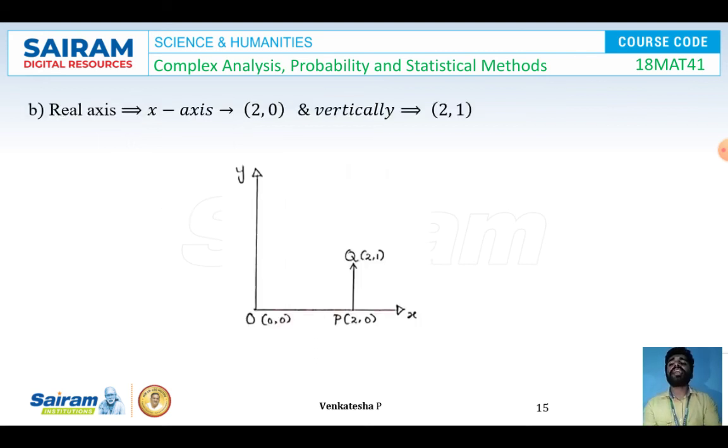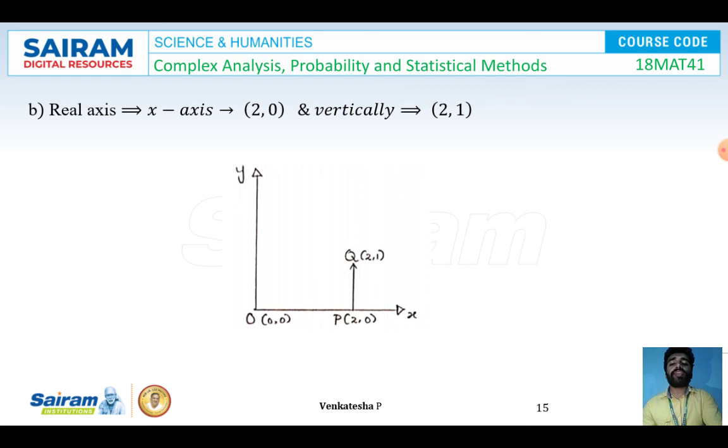Second one, the real axis, in the sense x-axis, the point starting from 2 comma 0 and then vertically it is moving to 2 comma 1. So take the xy plane. In that plane, draw all these points. Obviously the line will start from the origin, that is 0 comma 0, and call this point O, and choose a point 2 comma 0 on the positive x-axis and call this point P, and vertically 2 comma 1, it will come here, and I'm calling this point Q. And I'm going to assume that the curve is moving from O to P and P to Q.